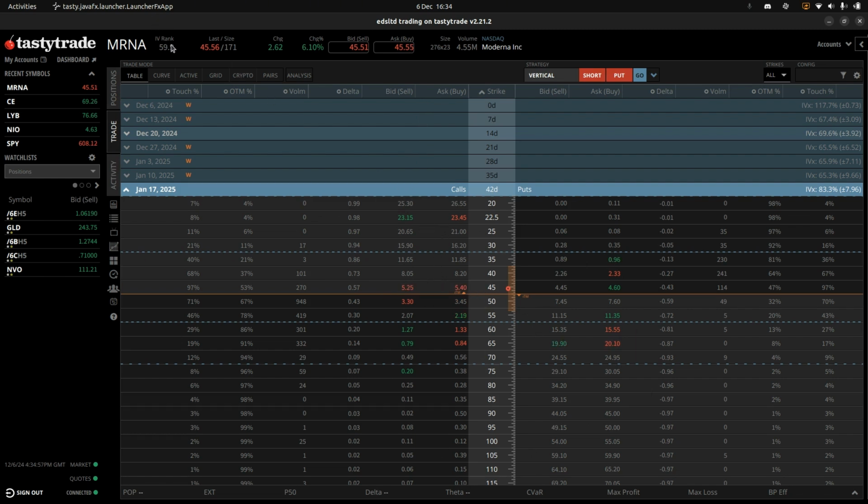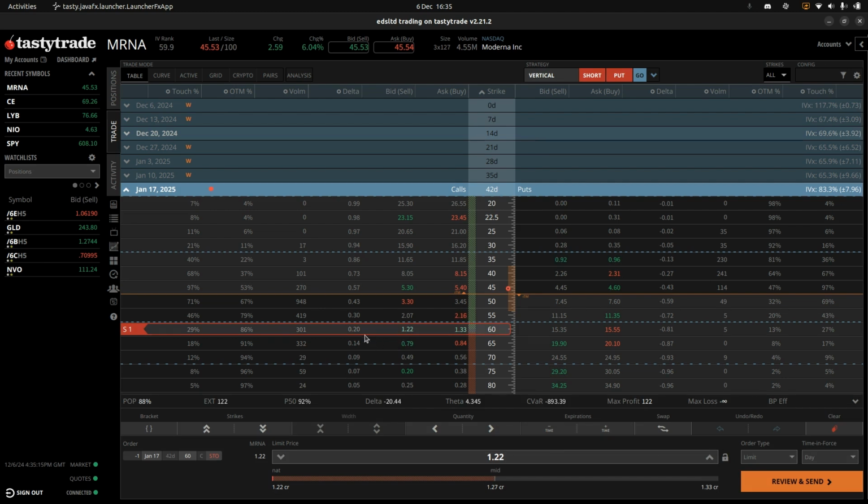Moderna has an IV rank of 59.9 and an absolute IV level of 83.3% on this expiration date, which is really nice for us. We're going to do what we always do, which is sell one call and one put, and we want to sell them anywhere between a 15 and 20 delta. We've got a 20 delta on the call side and a 27 delta on the put side. There is no 15 to 20 delta.